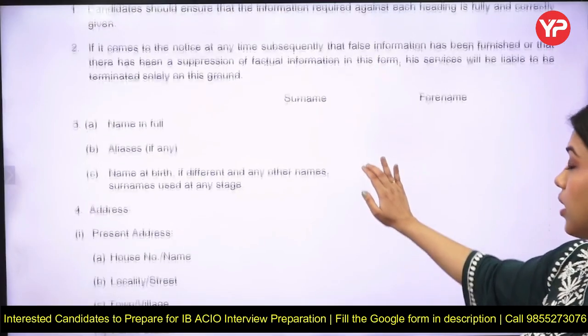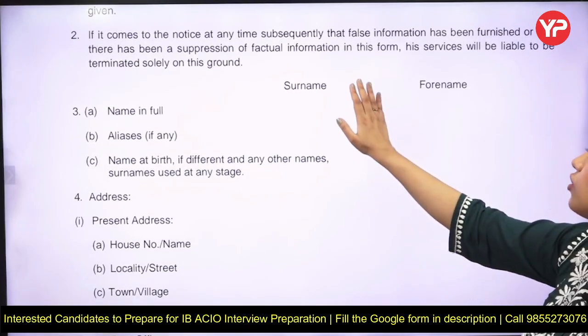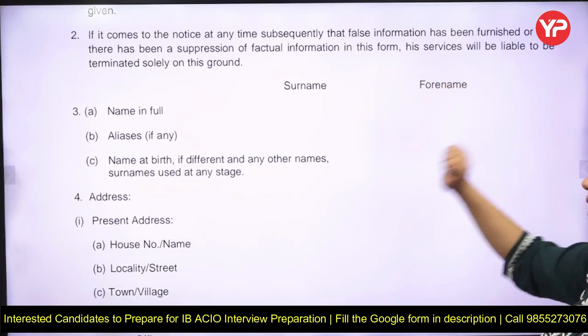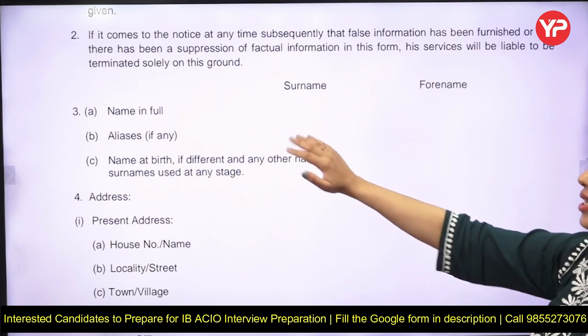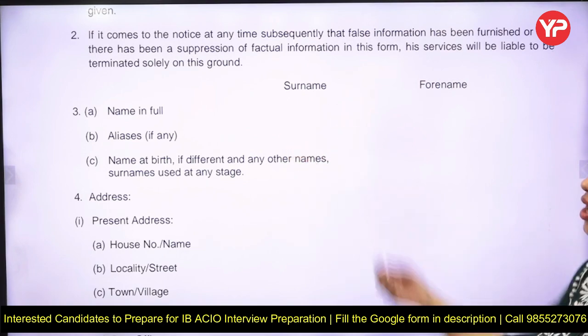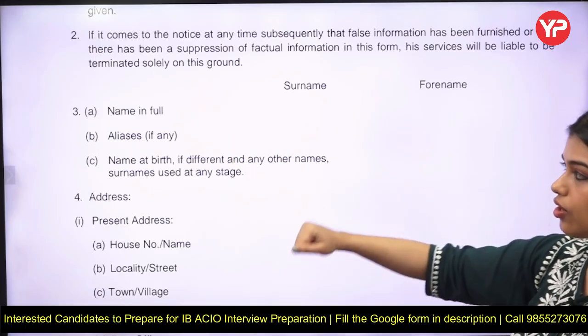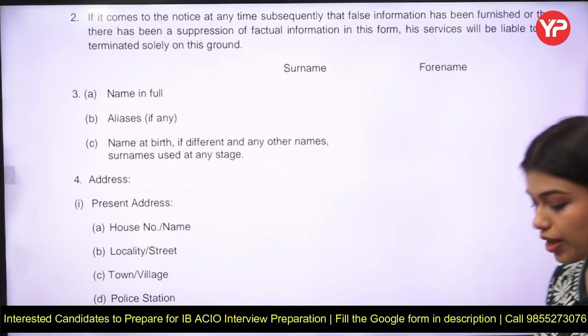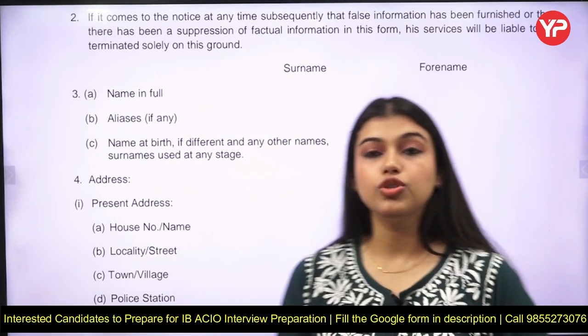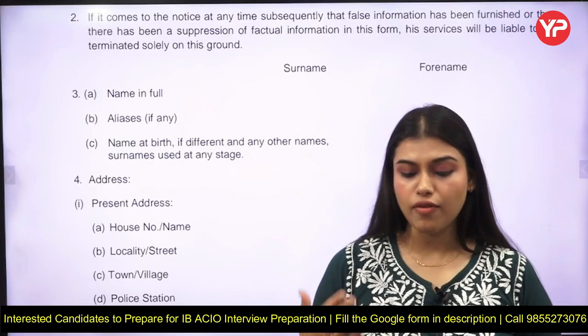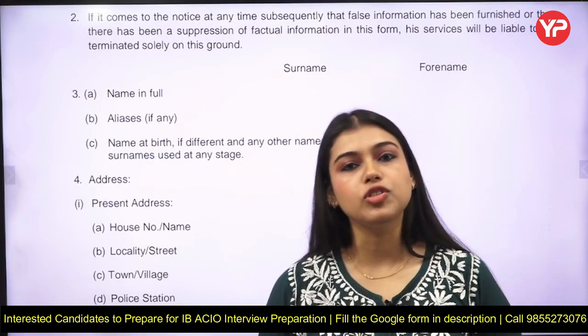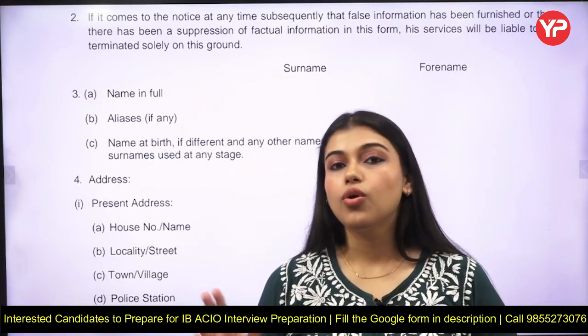Let's start with your names. You have to write your surname here, your first name here, then your name in full there. Aliases: it might be that you are called by different names. So if you are, kindly write your different name here. It is very much possible that your name at birth was different and you changed your name after 6th, 7th class. I've seen a lot of people changing their names, right? So we will write that.